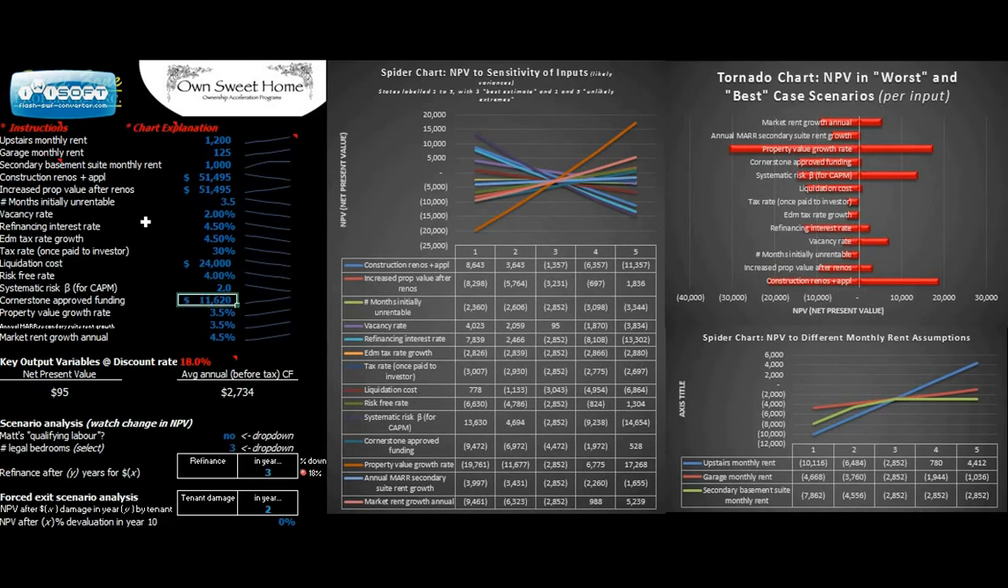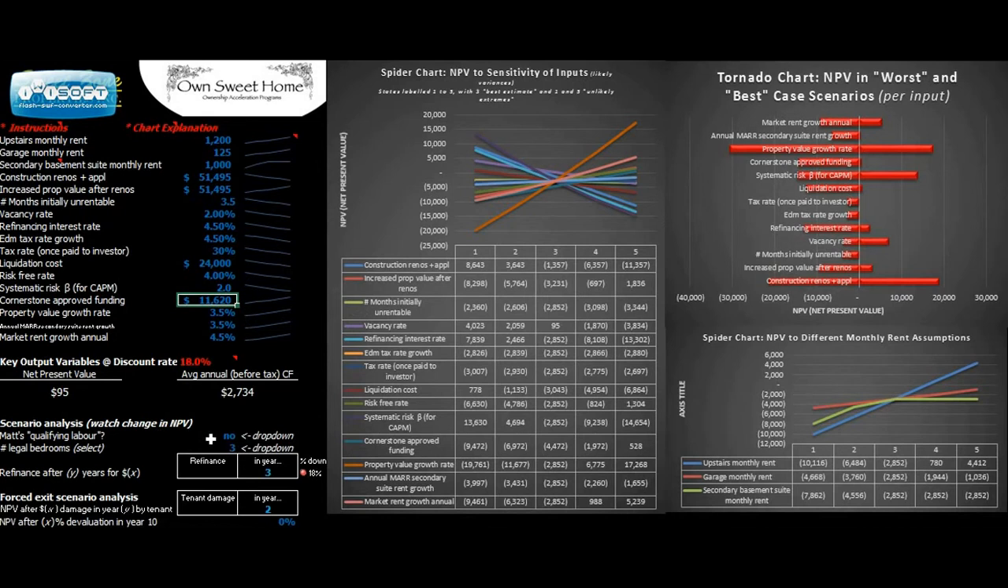This is Cornerstone approved funding. You could actually punch in the number 0 here, but it's already over here. So let's say I can't get any Cornerstone funding. I'm going to have an NPV of about negative 20 grand. You can see right from there, that's it with no Cornerstone funding. And with the most Cornerstone funding I could possibly get, I'm going to be way out there.